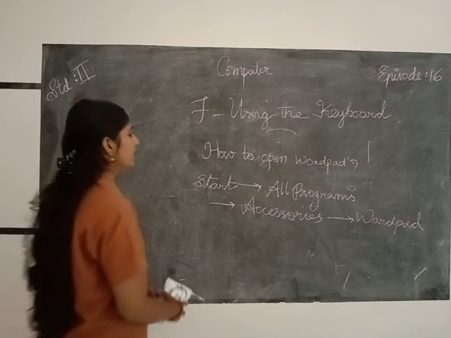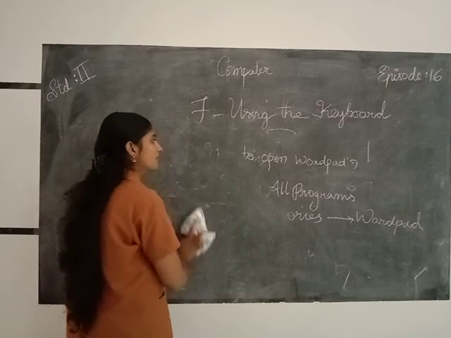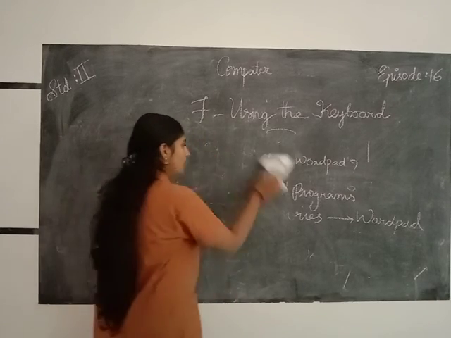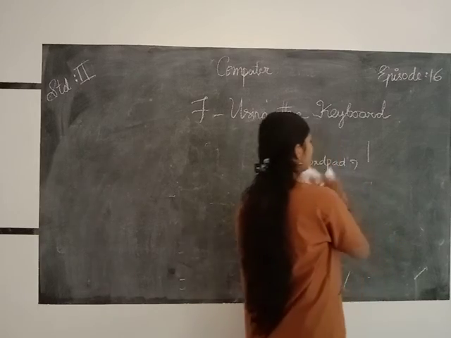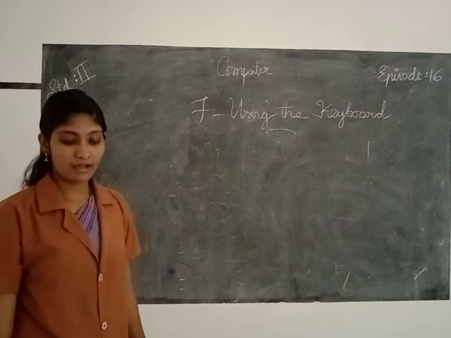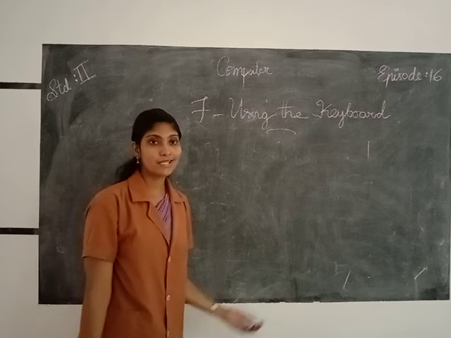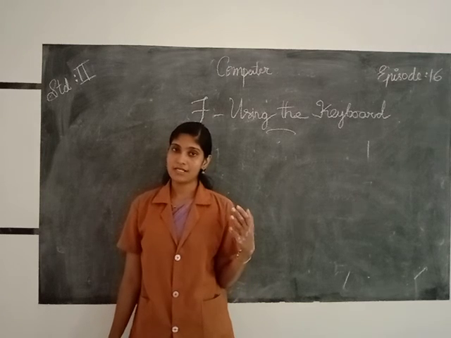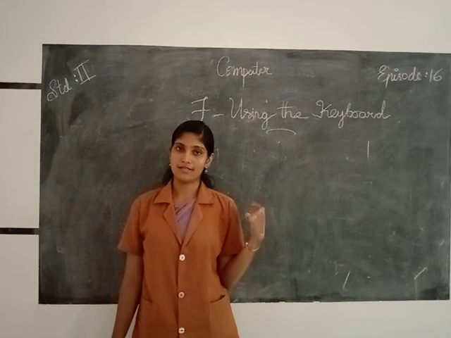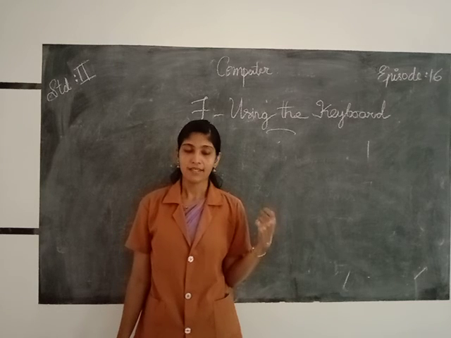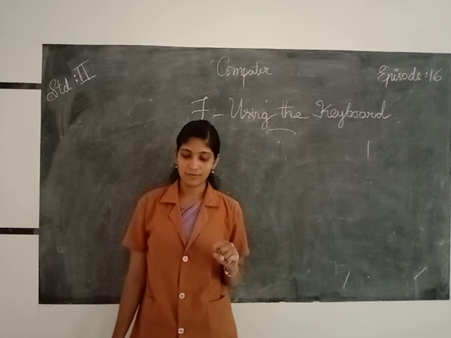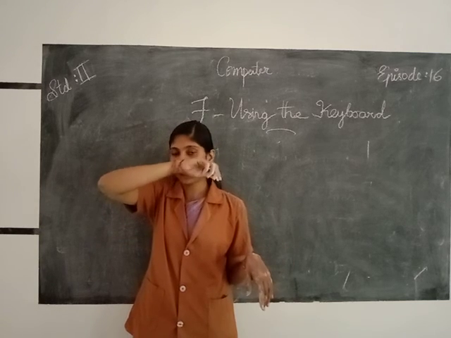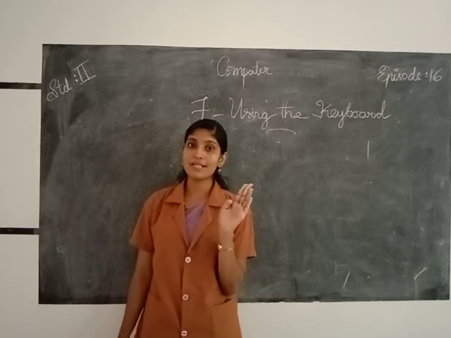Next is various keys present in the keyboard. So let me discuss all the keys briefly. First key is the alphabetic key. We already discussed the alphabetic key. The letters from A to Z are printed on the keys. Such keys are known as alphabetic keys. Since there are 26 letters in the alphabet, there are also 26 alphabet keys on the keyboard.